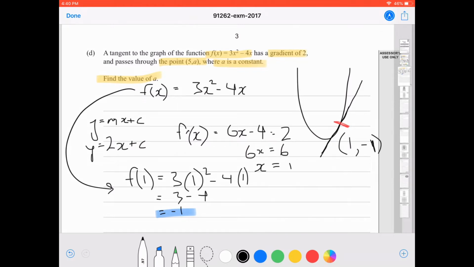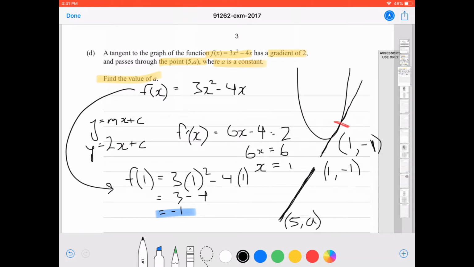Now how does that help us? Well, if we know we have a function like this, right? Not a function, a tangent. This is our tangent. If it passes through (1, -1), and it also passes through (5, a), and we know it has a gradient of 2, we can actually use basically the calculation for the gradient and solve for a.